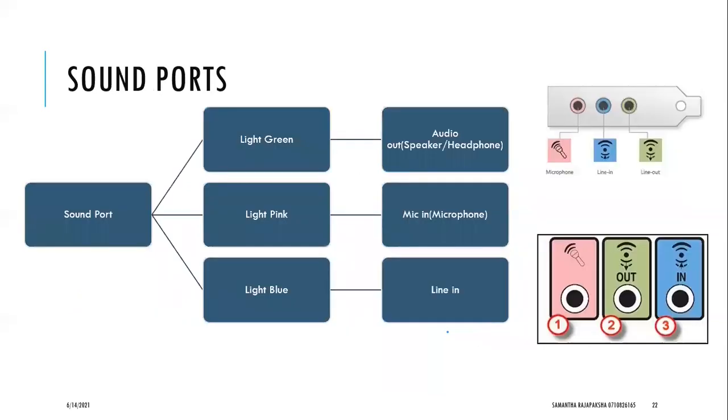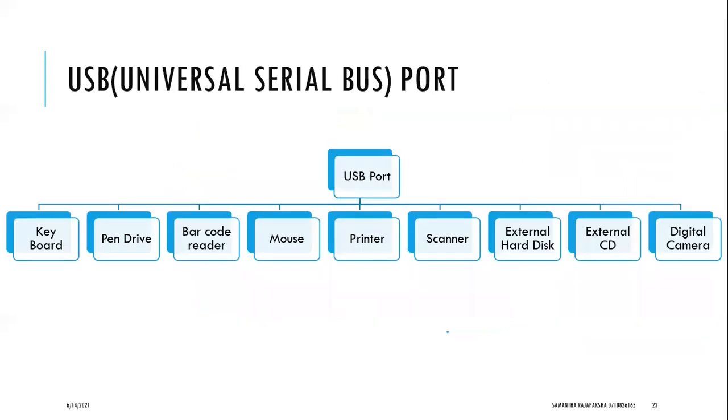And we have the sound port where you can connect the other sound devices, which have different colors. If it is light green, that indicates a speaker or headphone. If it is light pink, that is to connect the microphone. If it is light blue, we can use any other input devices where you can send the sounds to the computer. So those are some of the very basic terms in the computer system.